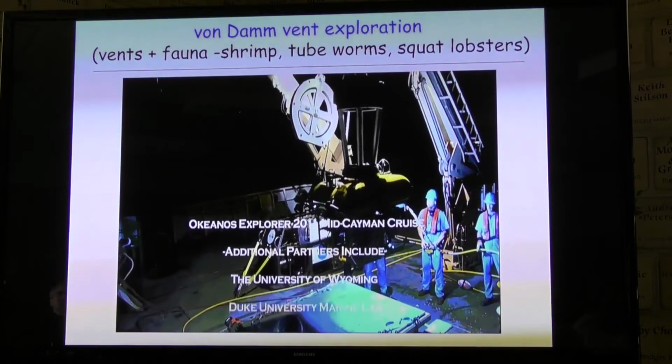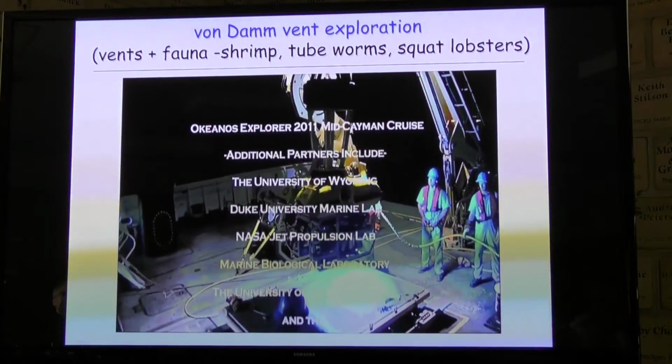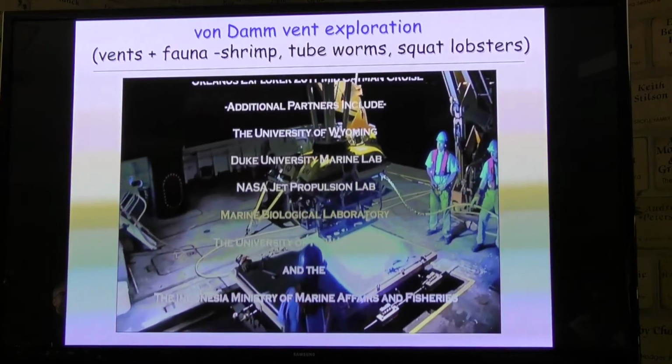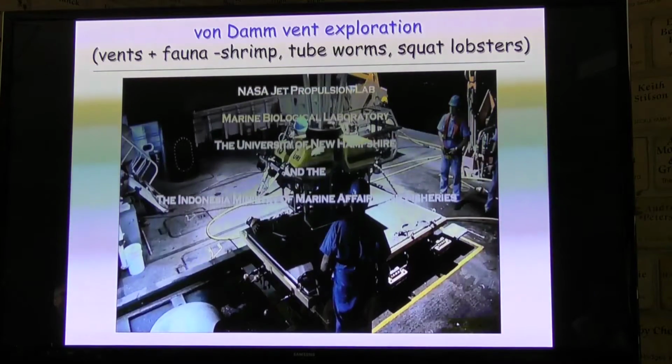This particular ROV doesn't have arms, so you can't collect anything, but it's got very nice cameras. You can't have everything, you know. It's got the cameras, but no arms.